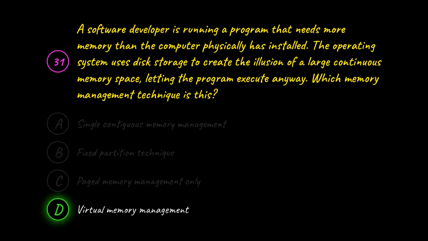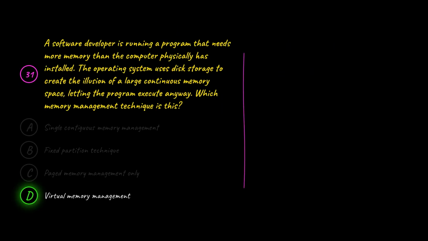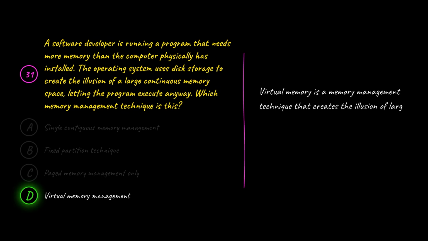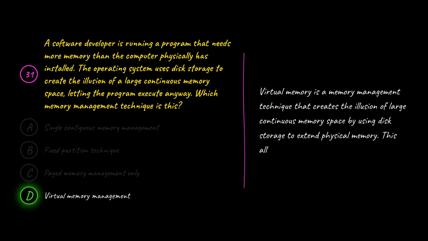The correct answer is D. Virtual memory management. D is correct because virtual memory is a memory management technique that creates the illusion of a large continuous memory space by using disk storage to extend physical memory. This allows programs larger than available RAM to still run.